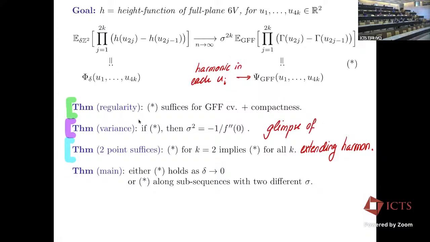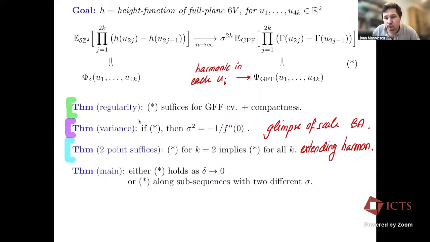If I may, I also have a question. Regarding the third point, the limiting object in the case of GFF, one can compute using the Wick product formula. Exactly, yes. So on the discrete level, you have something. Is extending harmonicity kind of a variant of a Wick product formula on a discrete level?